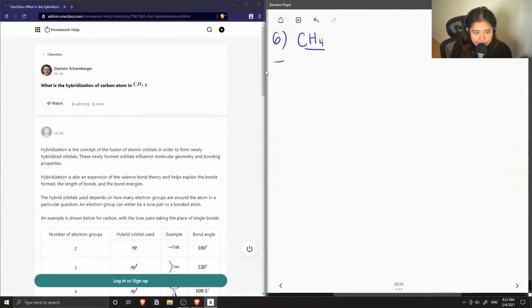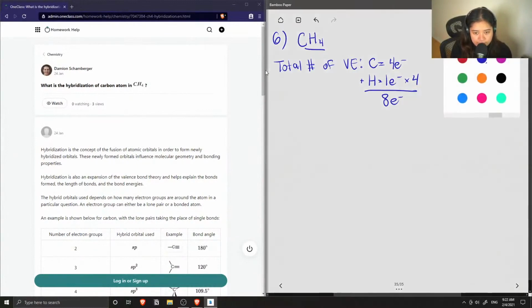So first we need to calculate the total number of valence electrons in this molecule. So carbon has 4 valence electrons, hydrogen has 1, and we have 4 hydrogen atoms. So we multiply this by 4 to give us 8 valence electrons.